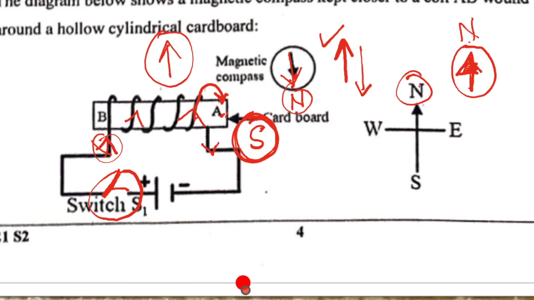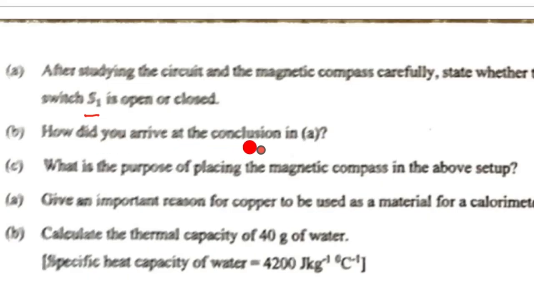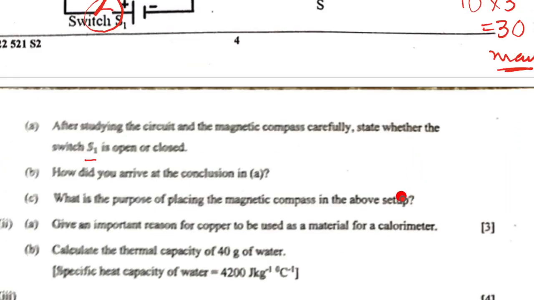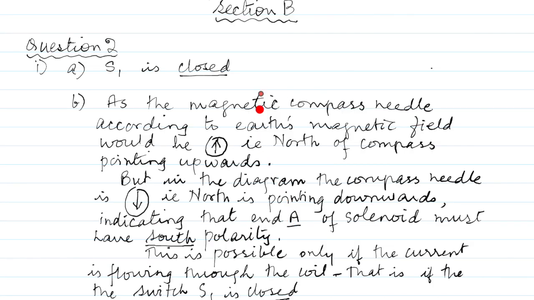Got that? So let us see how we write it. How did you arrive at the conclusion in A? And what is the purpose of placing the magnetic compass needle in this above setup? And this is a 3-mark question. So let us see how we write it.